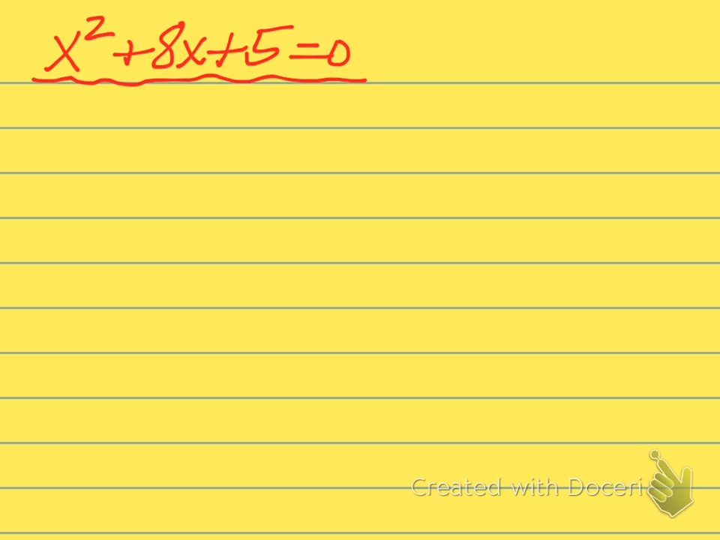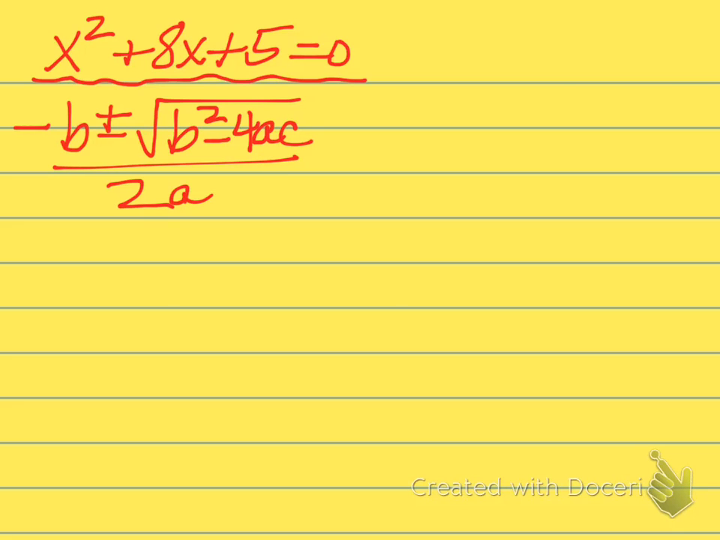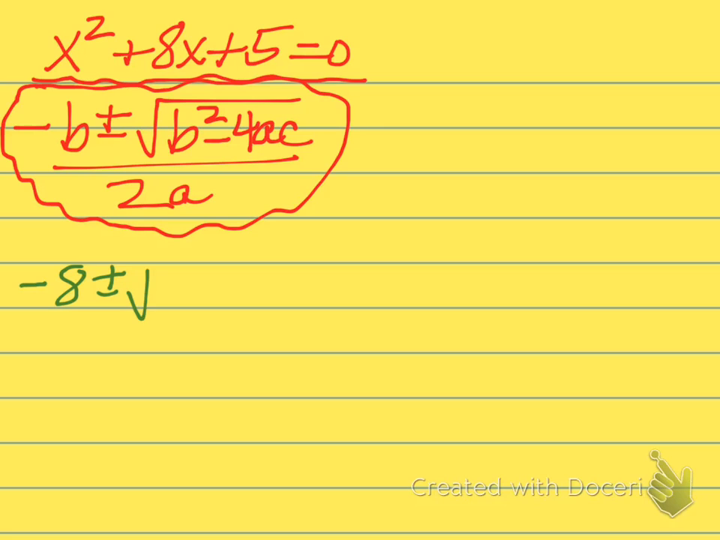Now let's remember the quadratic formula. Negative b plus or minus the square root of b squared minus 4ac, all over 2a. This is our quadratic formula. So in this problem, our a value is 1, our b value is 8, and our c value is 5.